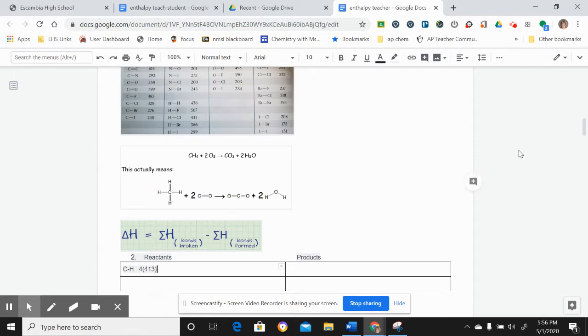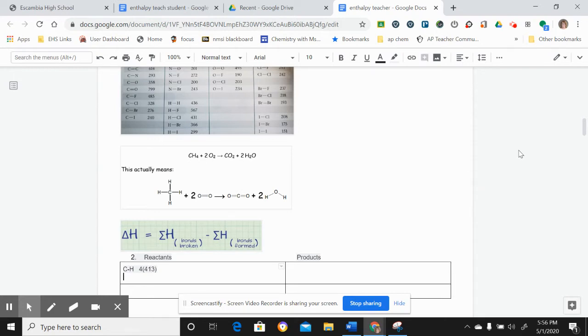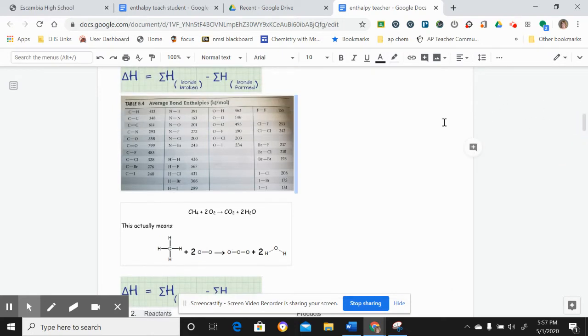Okay. What else do I have there? I have an O double bond to an O. And how many do I have of them? I have 2 molecules. So I have an O double bond to an O, and I have 2 of them. Now, if I look up here for O double bond O, it is 495.